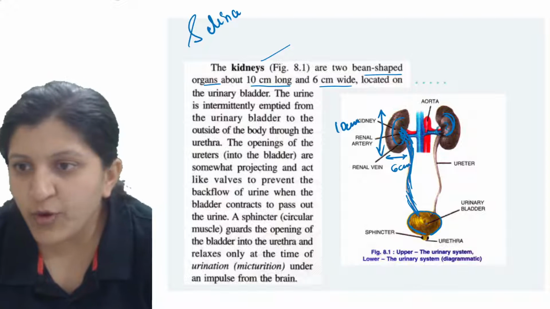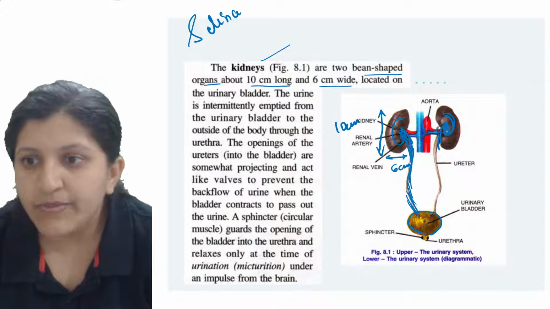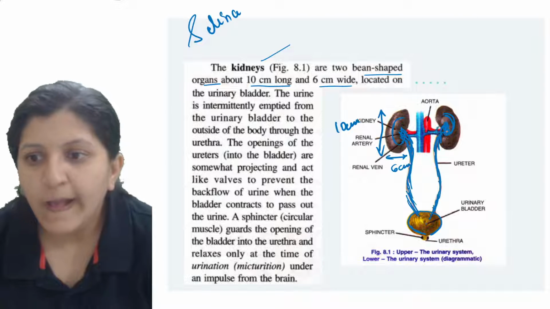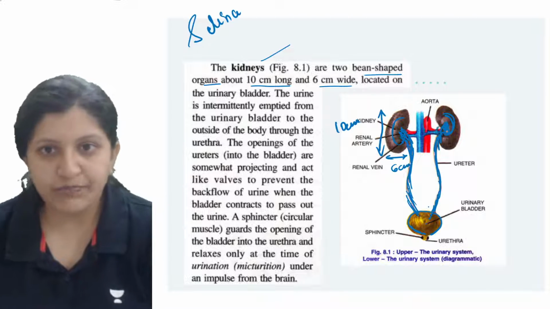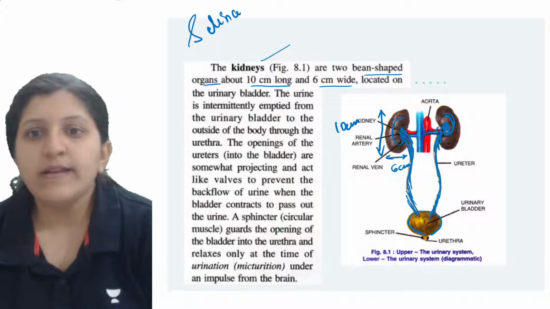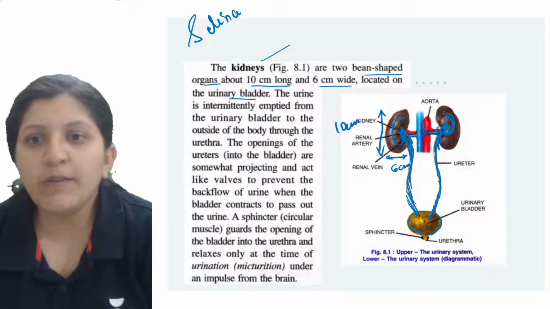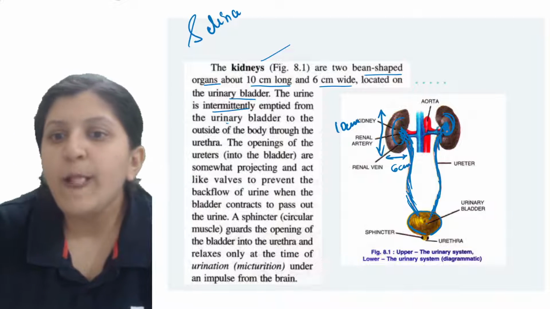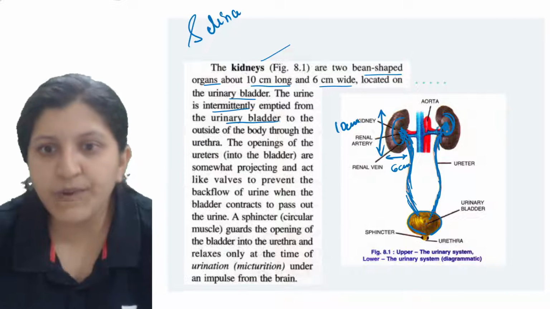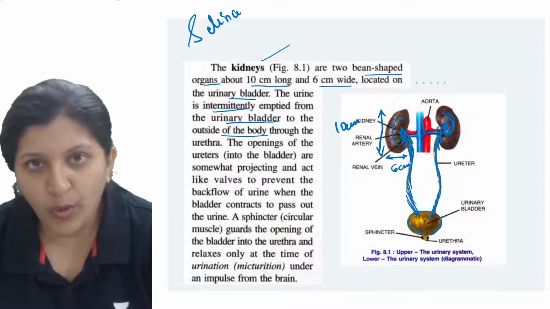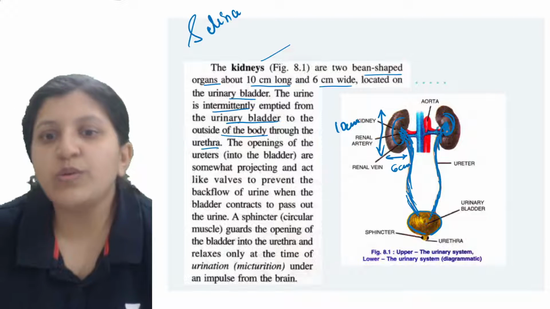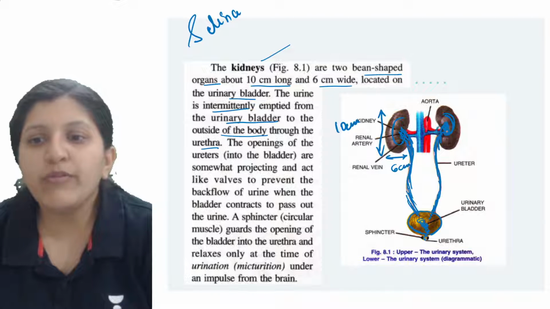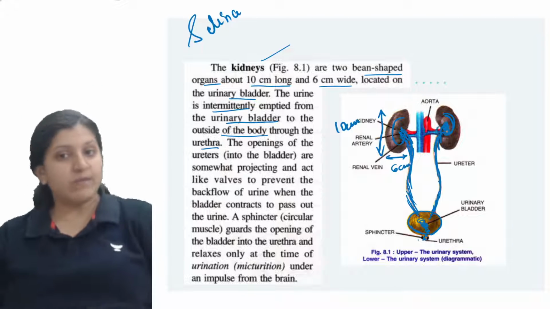So urine formation occurs here, then the urine formed is going to flow down into the urinary bladder. So it is located on the urinary bladder. The urine is intermittently emptied from the urinary bladder to the outside of the body through the urethra. So through the urethra the flow of urine will occur.